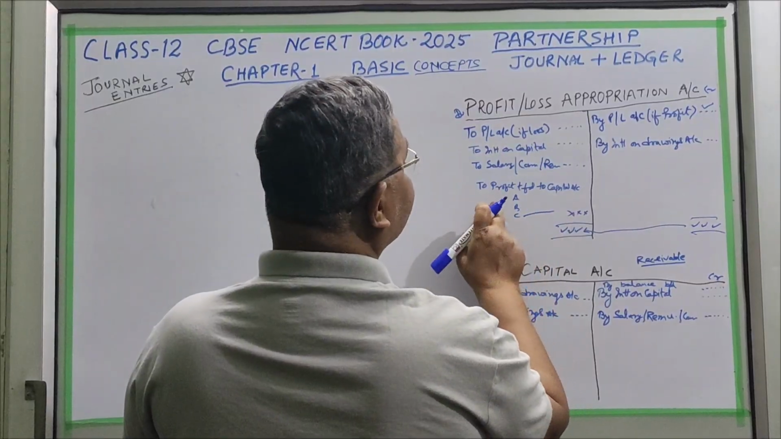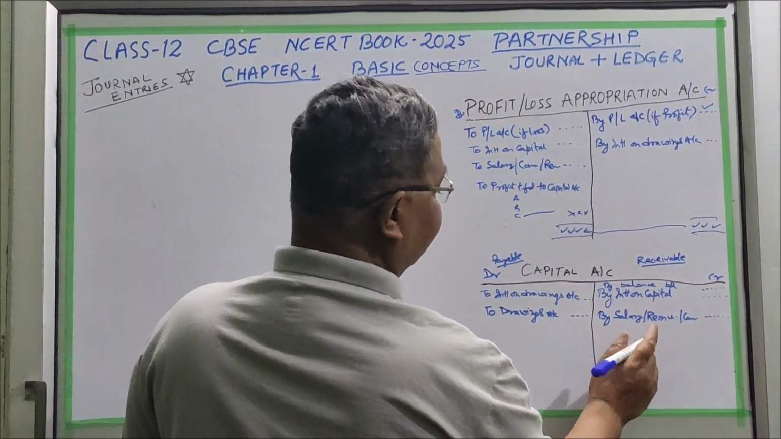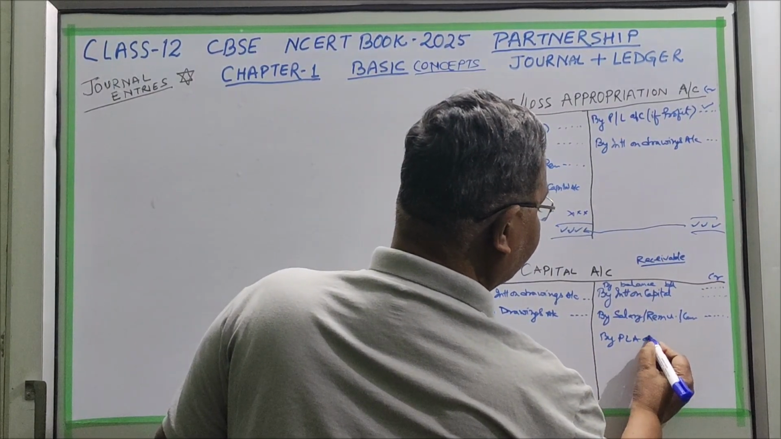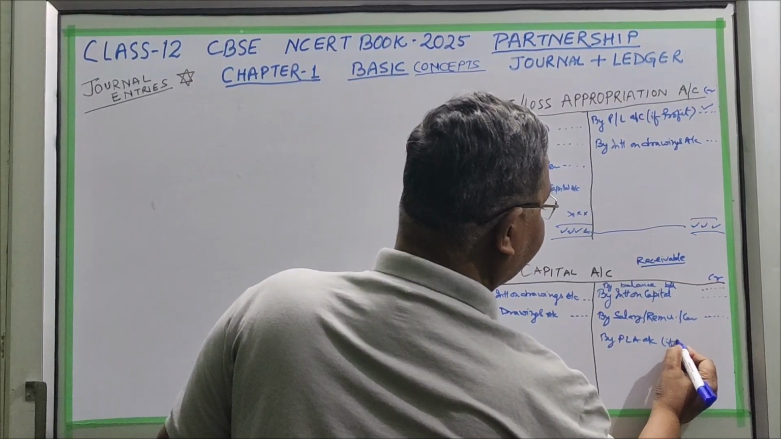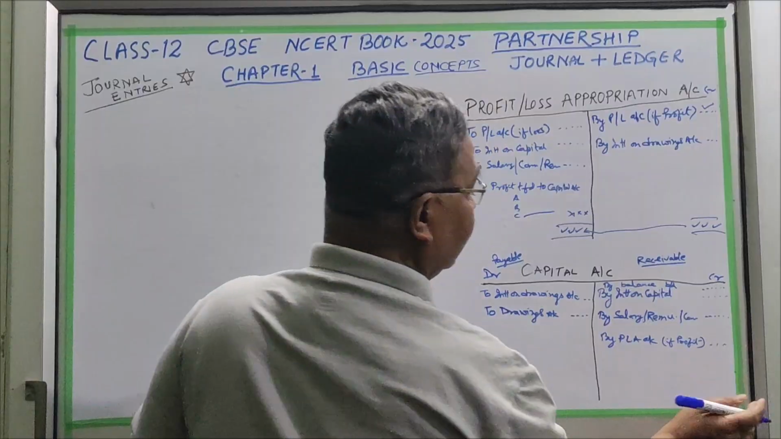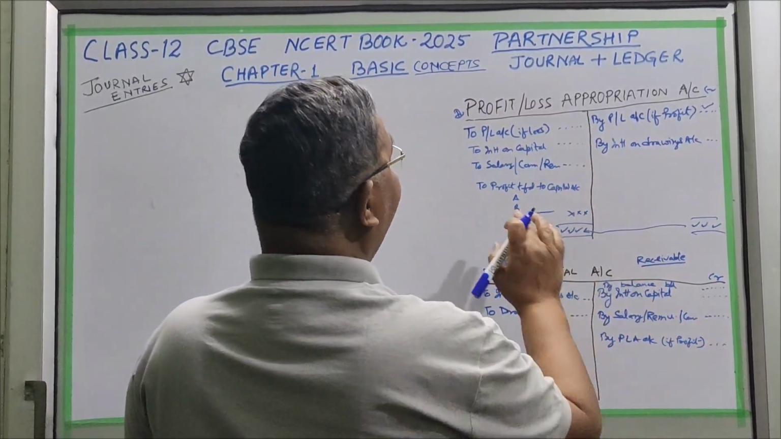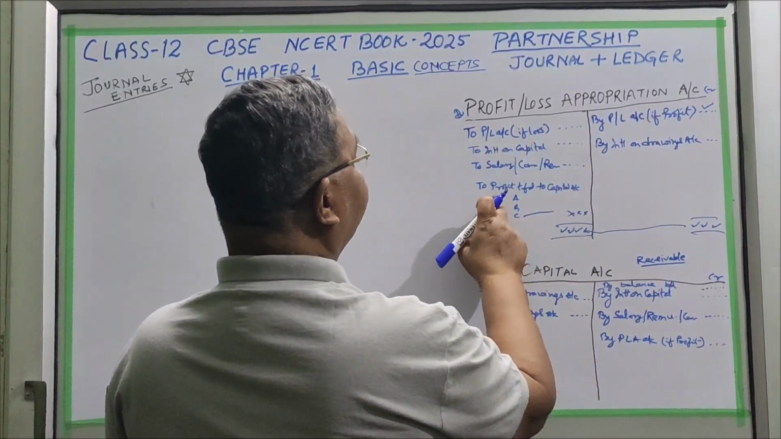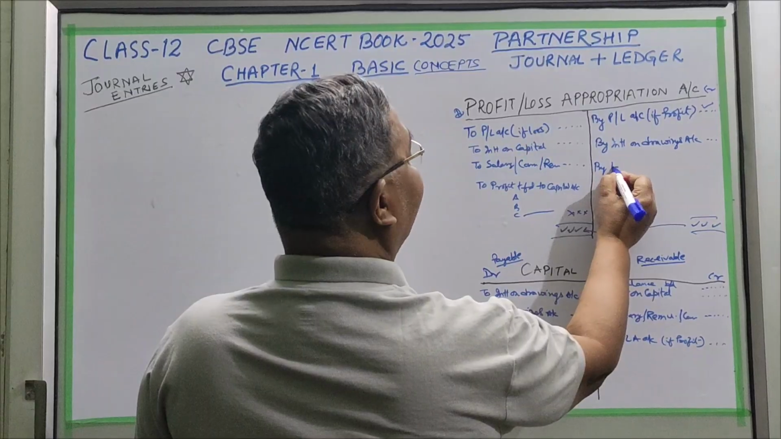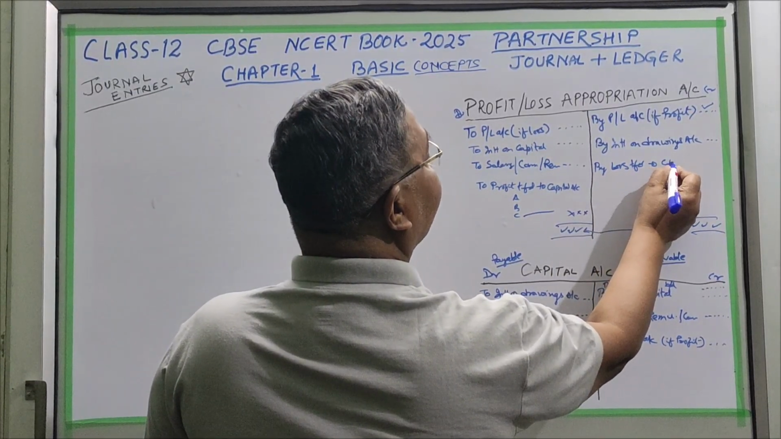Okay. So here this also comes. This is also receivable by the partners. So here it comes by PLA account. If profit, you need not write, just for your knowledge I am writing if profit, if loss. And in case profit is not there, loss is there. So by loss, here it comes by loss transferred to capital account.